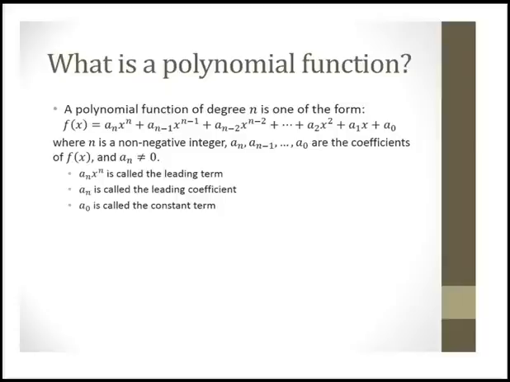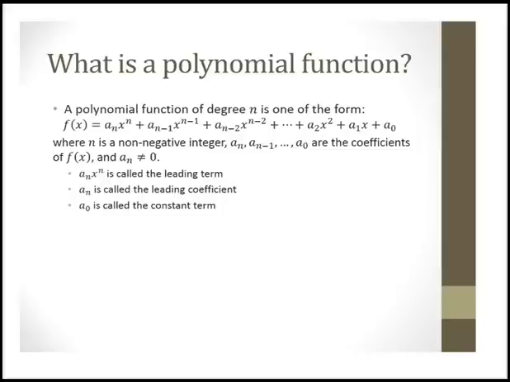So first, what is a polynomial function? A polynomial function of degree n is one of the form f of x equals a sub n x to the n plus a sub n minus 1 x to the n minus 1 plus a sub n minus 2 x to the n minus 2 plus a sub 2 x squared plus a sub 1 x plus a sub 0, where n is a non-negative integer and all the a sub n through a sub 0 are the coefficients of f of x, and a sub n is non-zero.